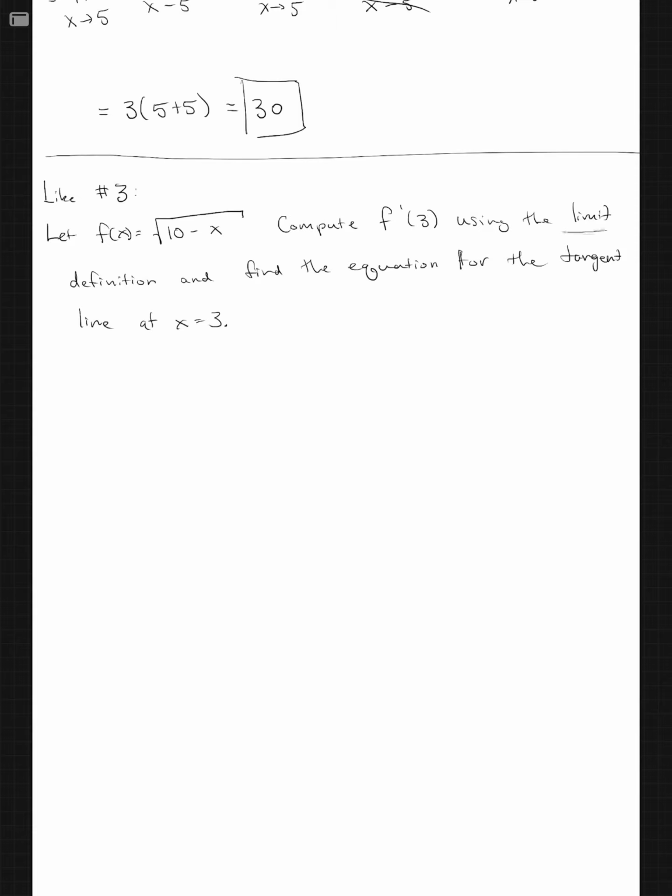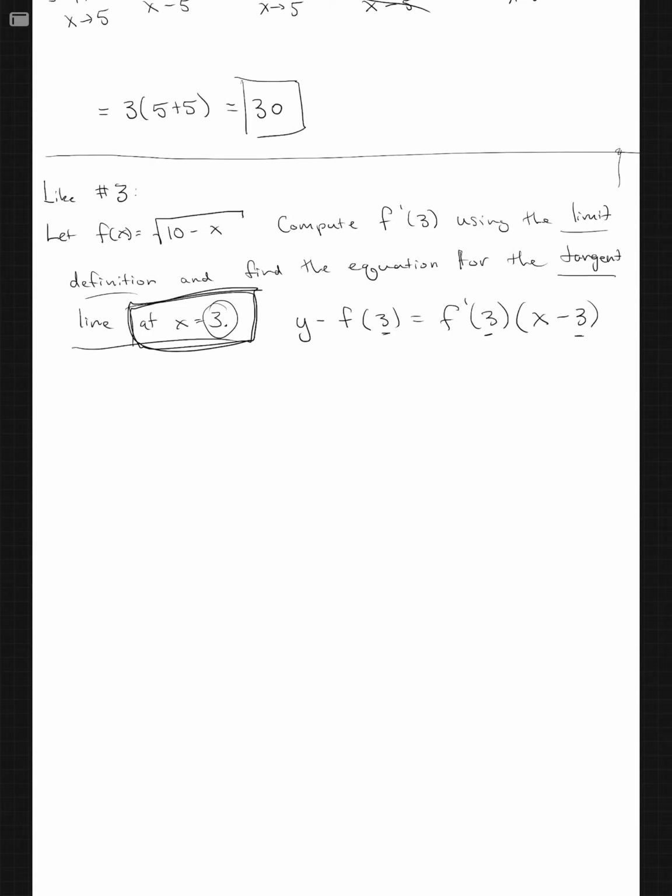So, again, limit definition, we're familiar with that from what was up above. The tangent line at x, right, we have a formula for that. That's always going to be y minus f of 3, right, because of this guy, equals f prime of 3, that's the slope, times x minus 3, right? And again, all of these 3's come from this statement here, right? So once we find f prime of 3, we can also find f of 3.